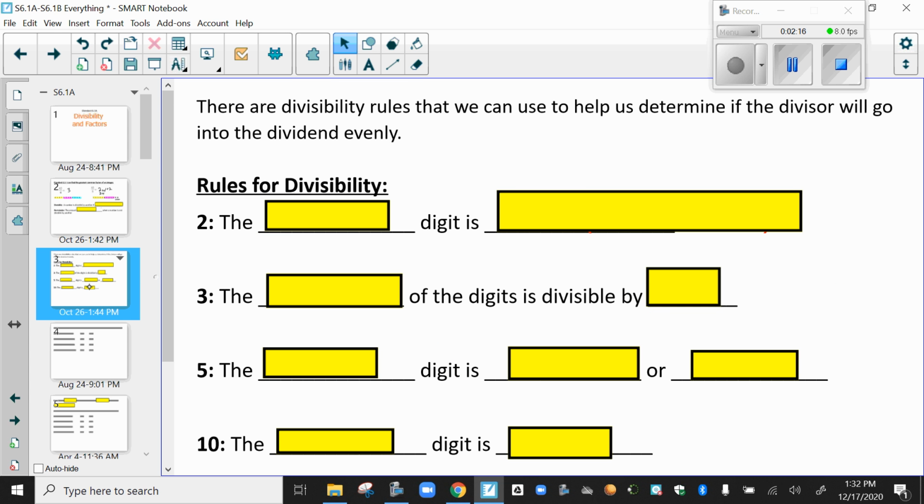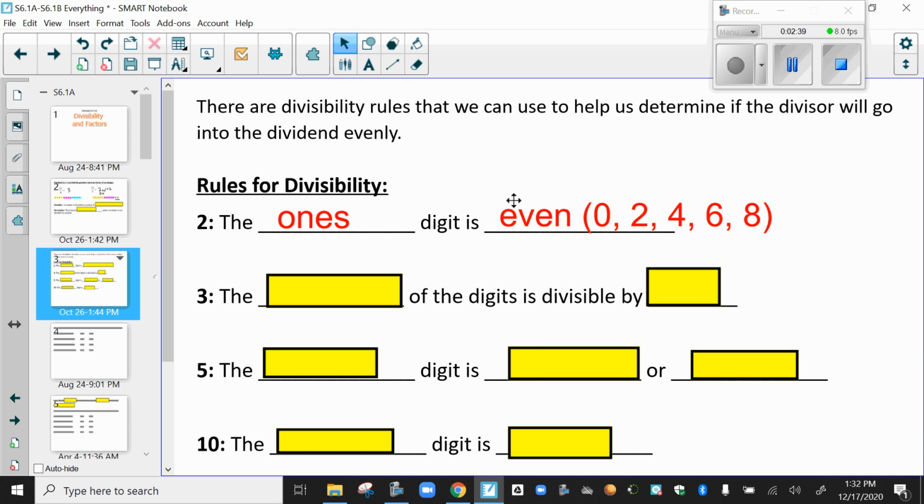So there are divisibility rules that we can use to help us determine if the divisor will go into the dividend evenly, right? So there's a bunch of rules, but we're going to focus on 3 of them. They're kind of interesting how they work. So this one's really easy. 2, the ones digit, so the smallest number, the one furthest to the right before a decimal, is even, also known as 0, 2, 4, 6, or 8. All even numbers are divisible by 2. Means 2 goes into it evenly, right? That's pairs, right? That's kind of how you guys learn it.